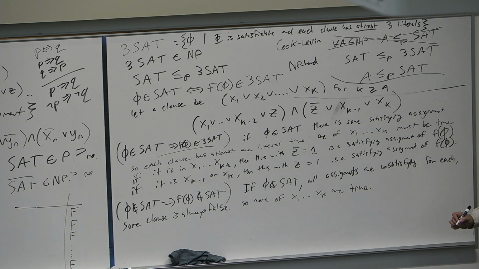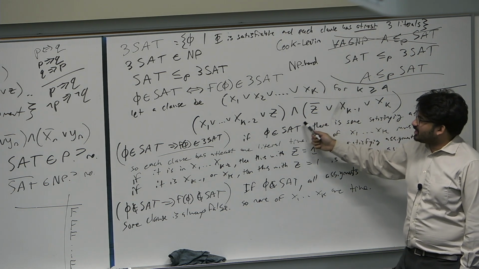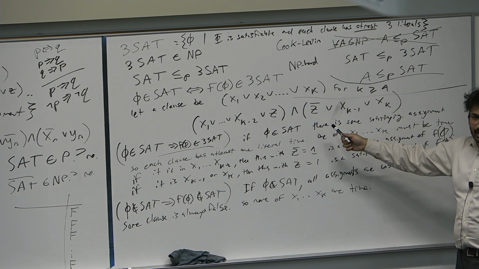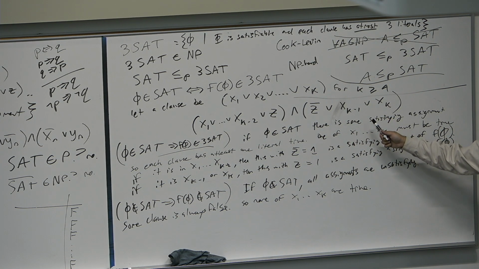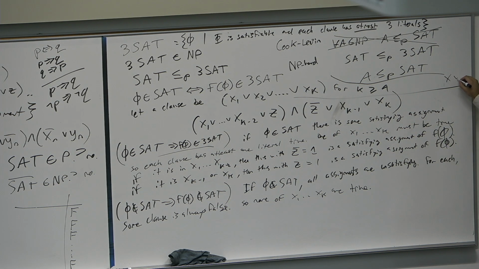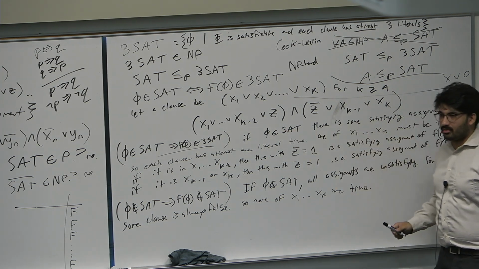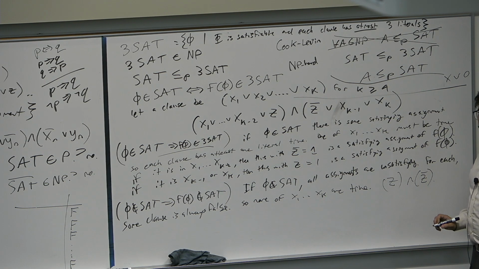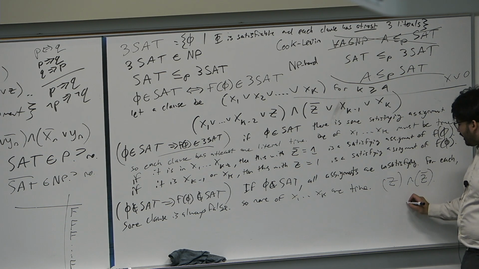If that's the case, what does that tell us about the satisfying assignments of f of phi? If these are all zeroed for some clause, we can just plug and chug and get the same thing here. If we simplify that, what are we going to get down to? What is x or 0? X. Yeah. So plug in 0 for these. What are you going to be left over with? Z and not Z. That's part of f of phi. So we see that f of phi is unsatisfiable.